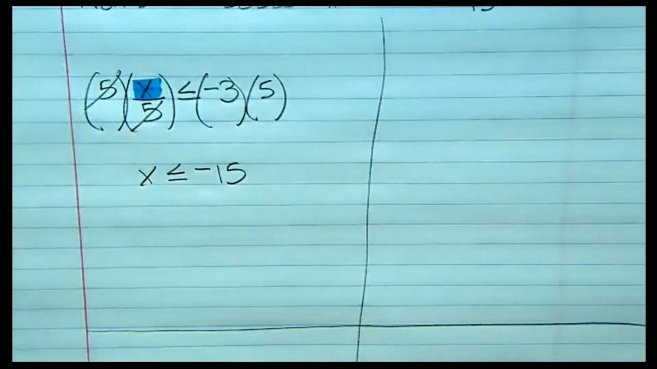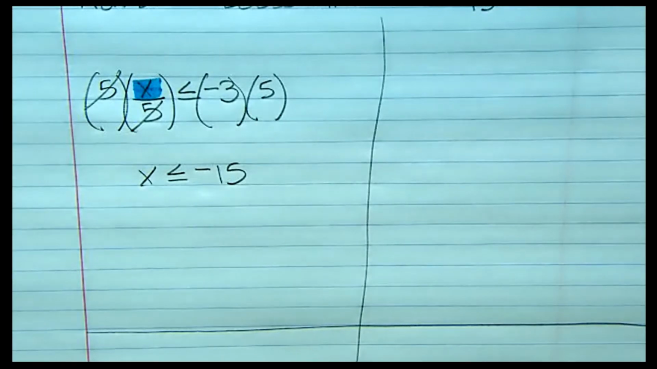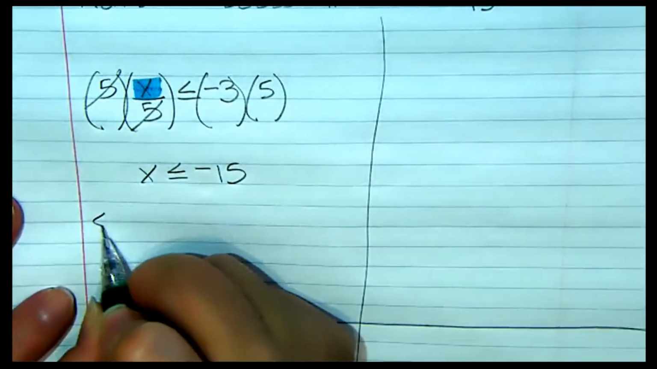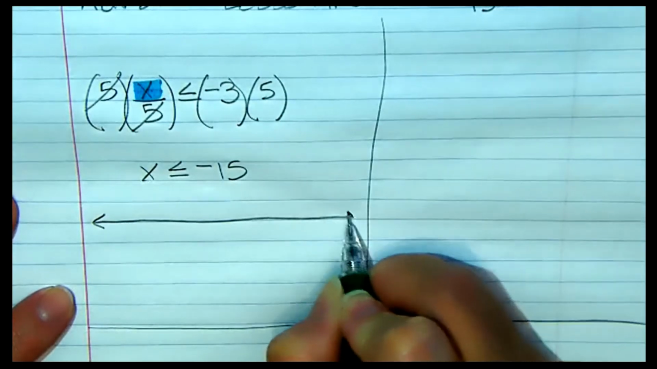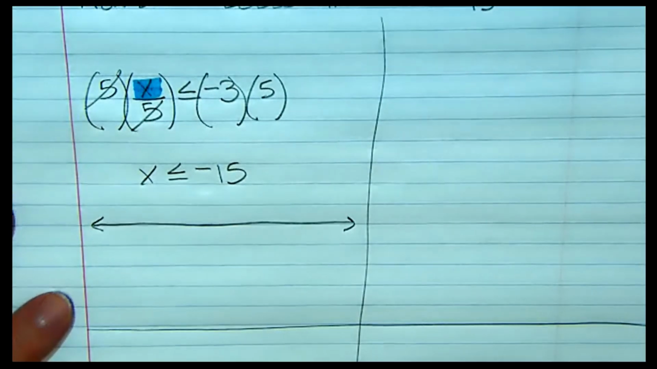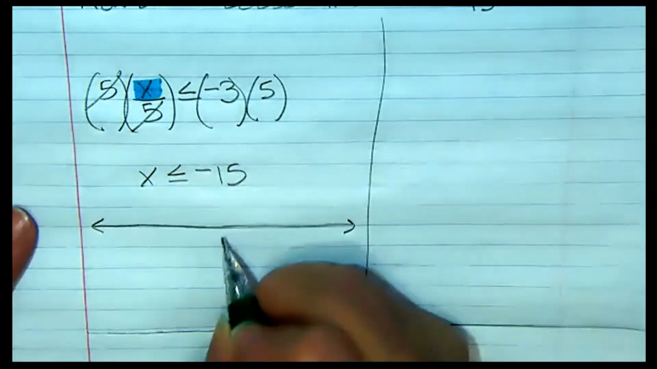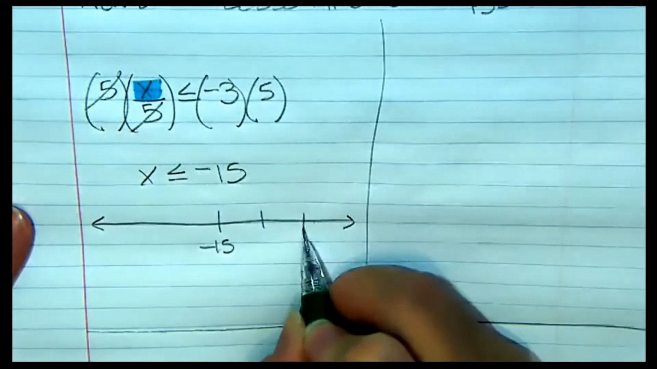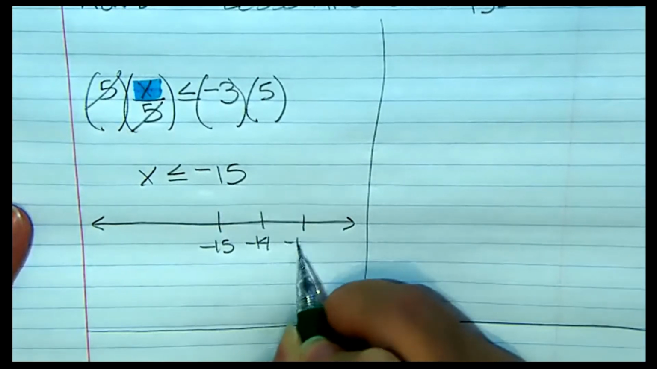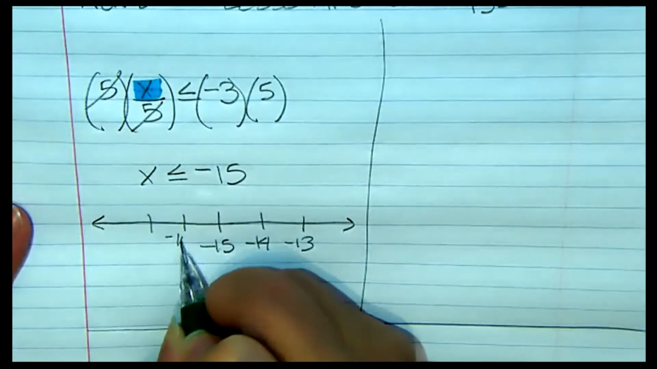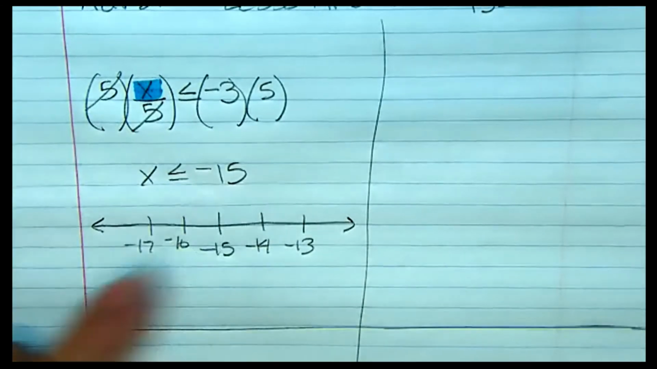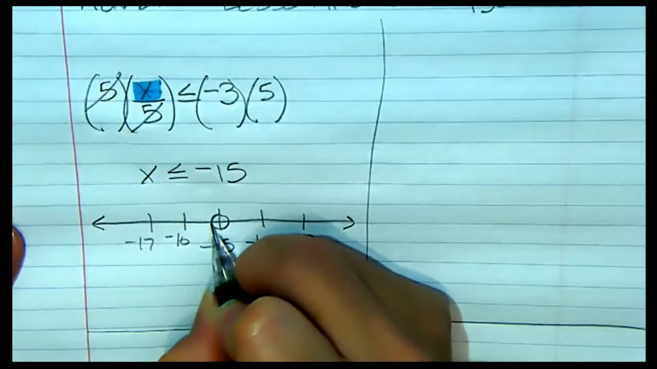So I think that's pretty simple stuff. Very similar to equations, using inverse operations. The only additional information is now we have to graph this. So I put my target in the middle, 2 ticks to the right, 2 ticks to the left. And this is telling me my solution set starts at -15.